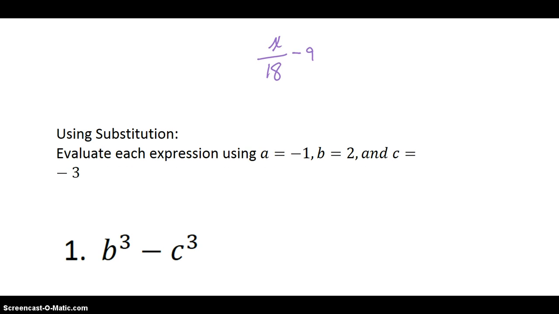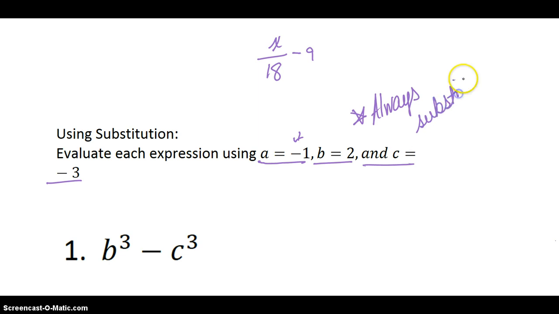Now, for the next few problems, using substitution. This is hugely important, and I'm going to put a big star here. And if you choose not to watch this video, you're going to have a really rough time with these. Anytime you use substitution, so here I'm saying that a is -1, b is 2, and c is -3, which means anytime I see the letter A, I'm going to put in -1. Anytime I see the letter B, I'm going to put in 2. You want to always substitute in parentheses.